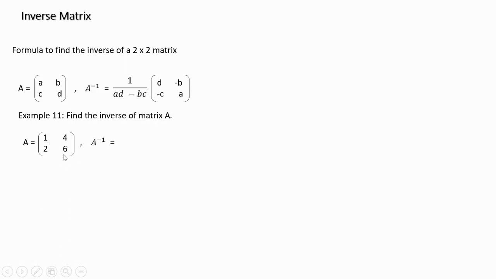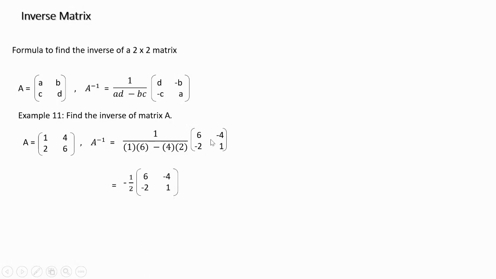Here we go. So it's going to be 1 times 6 on the denominator minus 4 times 2. And then on the matrix, we switch the 6 and the 1, right? They switch. And for the 4 and the negative 2, which is the B slot and the C slot, we change the signs. So here 6 minus 8 will give us negative 1/2.